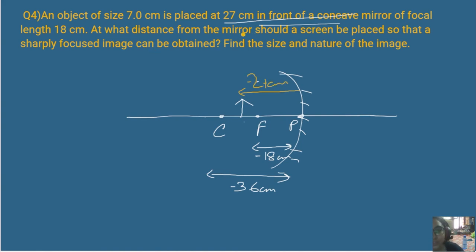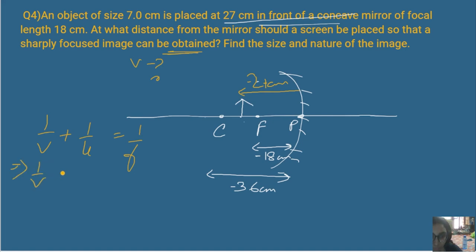At what distance from the mirror should a screen be placed so that the sharply focused image can be obtained? So here they are basically asking you the v or the image distance. How will we find that? We will find that by using our mirror formula, 1 by v plus 1 by u equals 1 by f. Now we are replacing the values.